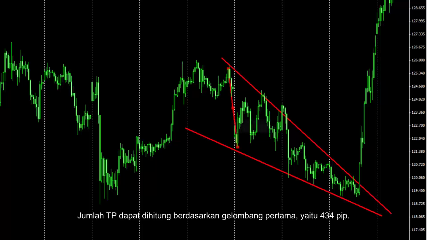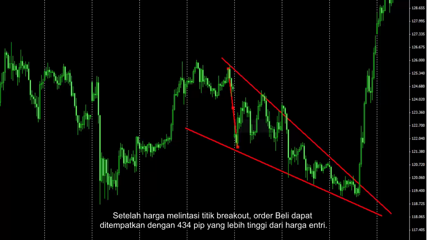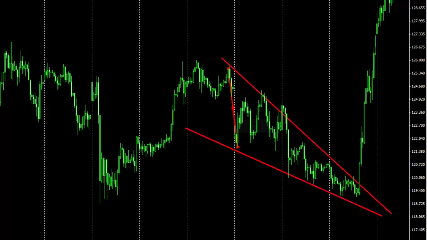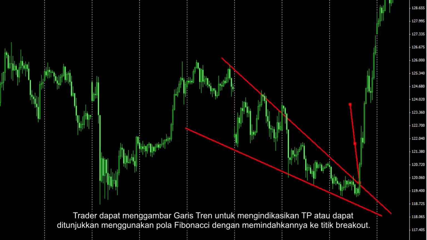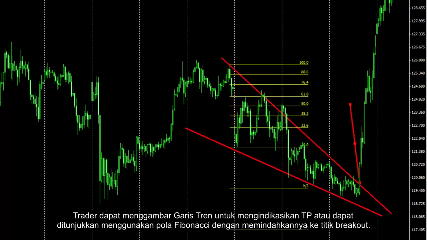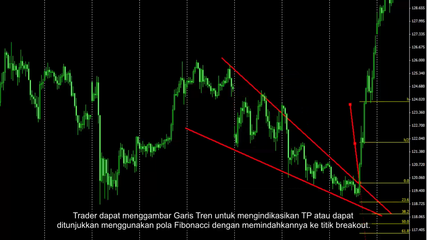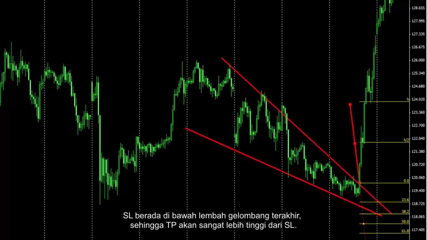The TP amount can be calculated by the first wave, 434 pips. After price has crossed the breakout point, a buy order can be placed with a TP 434 pips higher than the entry price. A trader can draw a trend line to indicate TP. Otherwise, it can be shown by a Fibonacci pattern, by relocating it to the breakout point. SL is under the valley of the last wave, thus TP would be much higher than SL.